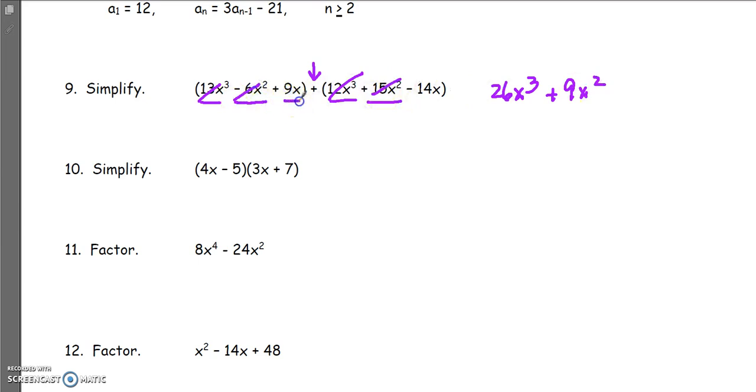Keep on going. So I've got a positive 9x minus 14x. So that would give me a negative 5x. So there would be your answer for number 9.